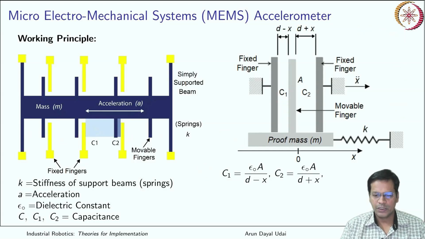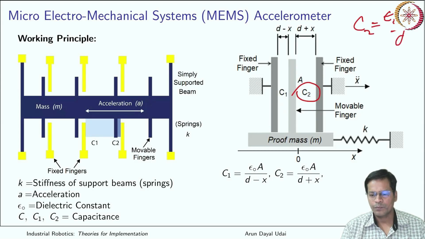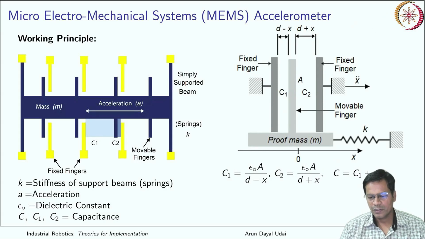And for the second one which is here, initially the capacitance again for this also was epsilon 0 A by d. Now after moving, the distance has increased and this capacitance has decreased. So the effective capacitance now is epsilon 0 A by (d plus x). So the total capacitance, as I told, it is in parallel, so which is seen from some connections which are made outside, is C equal to C1 plus C2.